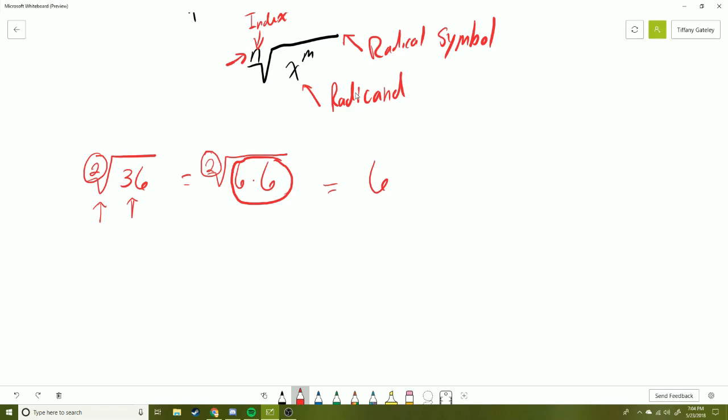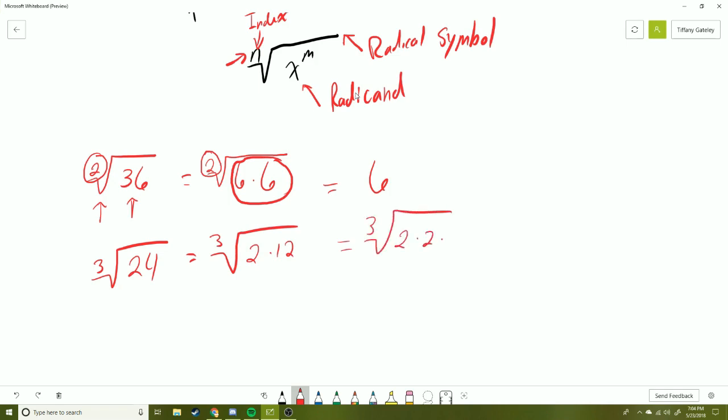And this works for, like, if you have a cube root. So let's say you have a 3 as your index, and it's 24. So the cube root of 24. So what you do is you break down the 24. So let's do 2 times 12. Okay, well your 12 can break down even more. So 2 times 2 times 6. Okay, well there's still no 3 numbers that are the same, so let's keep going. 2 times 2 times 2 times 3.